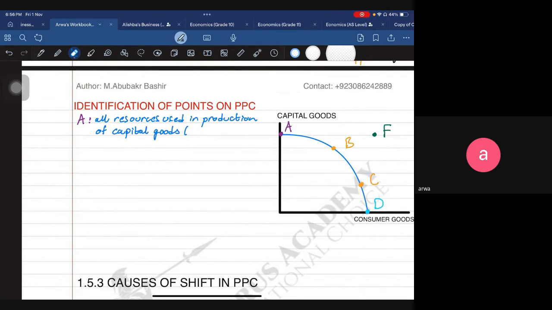I don't think they're wasting, but they should divide it between the two goods, not just one. Exactly. They should be using a combination of the capital and consumer goods. Yes, sir. I agree to that.